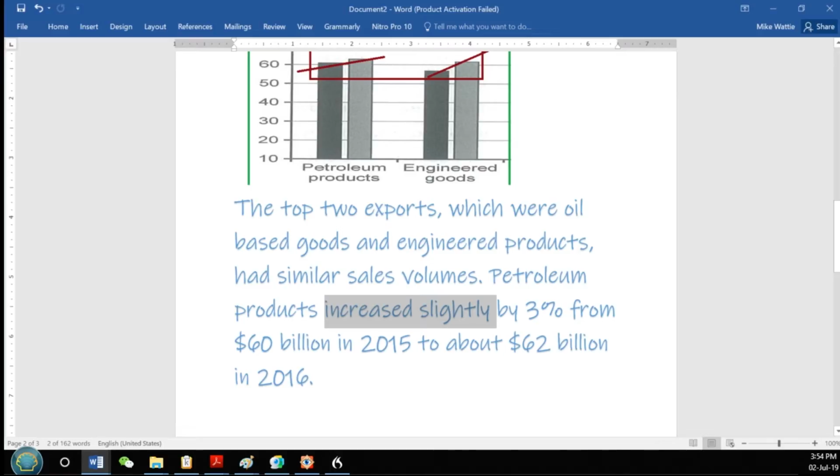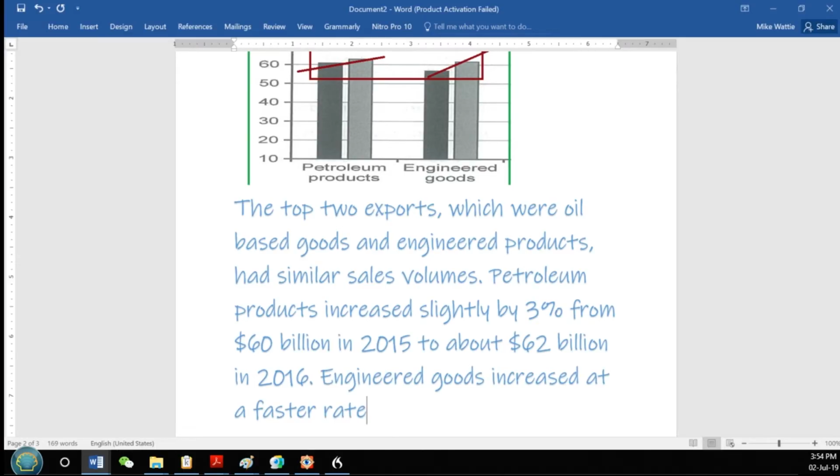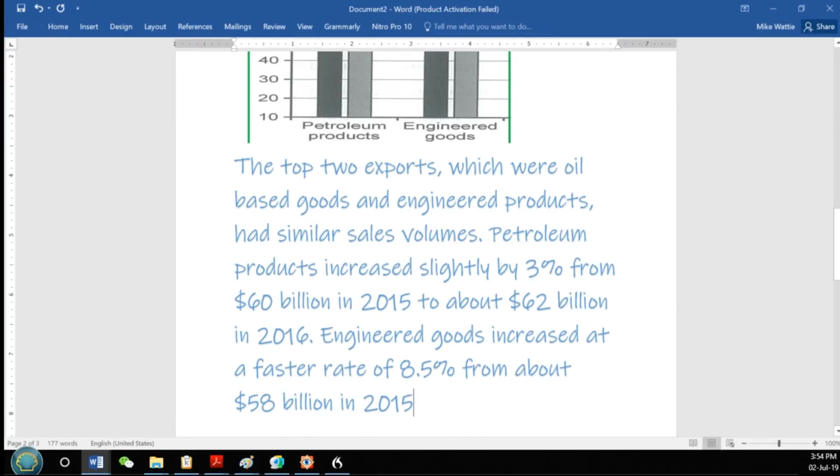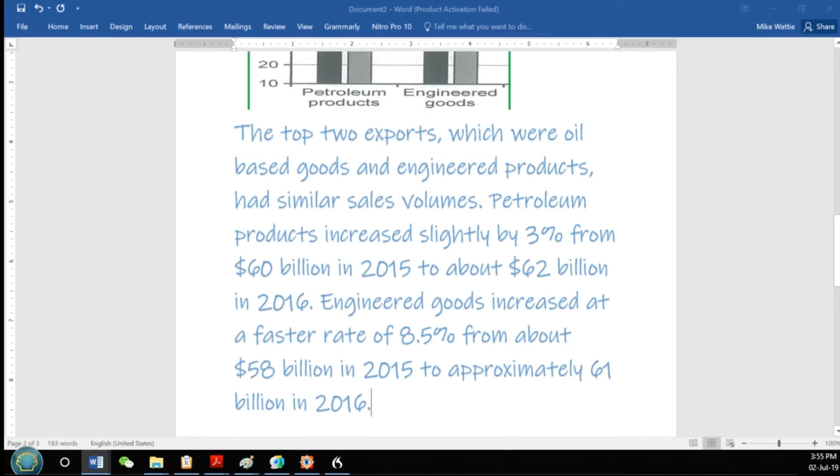Now let's have a look at the engineered goods. Engineered goods increased at a faster rate of 8.5% from about $58 billion in 2015 to approximately $61 billion in 2016. So we've communicated some important information to the reader.